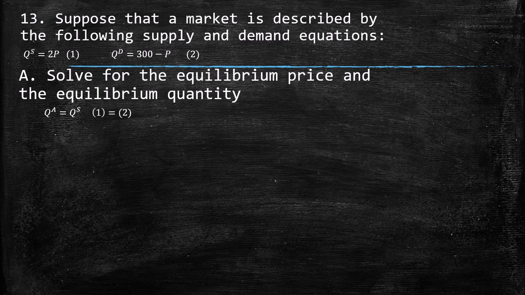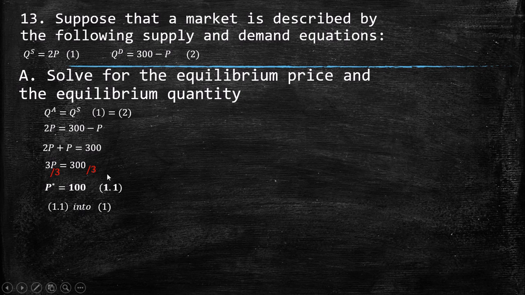So what is the condition of equilibrium? The condition of equilibrium is that the quantity demanded, this is not an A, this is a D, is exactly equal to the quantity supplied. So here I just set equation 1 equal to equation 2. I can move this term to the other side, adding, and we have 3p equals 300. I can divide both sides by 3, and I have the equilibrium price, which is $100.